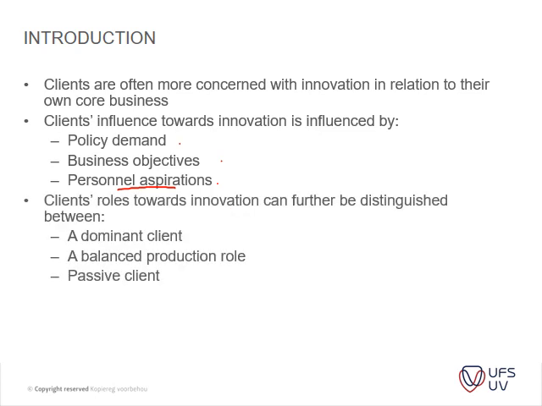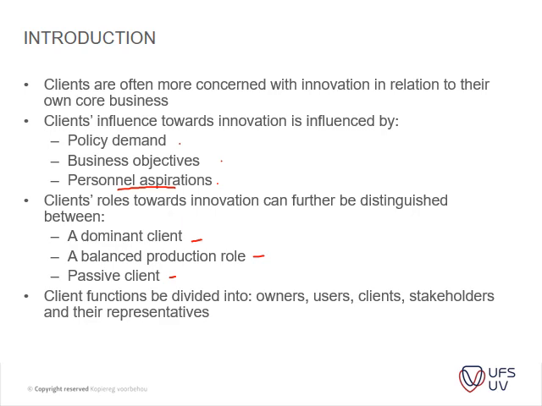Okay, then clients' role towards innovation can further be distinguished between a dominant client, balanced production role, and a passive client. Okay, and we'll embroider a little bit on that later on. The client's function can be divided into the owners, users, clients, stakeholders, and their representatives. So I think most of you guys understand that.